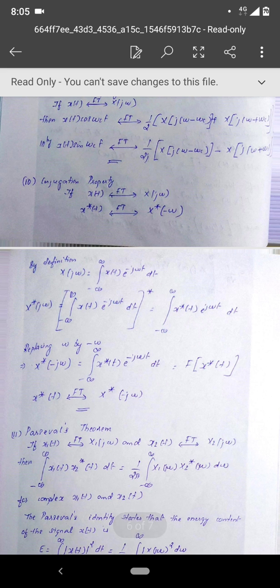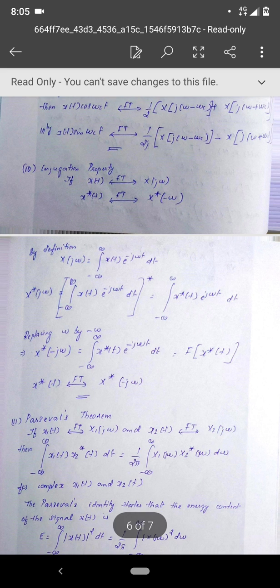Now, replacing ω by minus ω, you simply replace ω by minus ω. So the left side is X star of minus jω. Why minus jω? Because we are replacing ω by minus ω. Now on the right side, the integration from minus infinity to infinity of x star of t, we have replaced ω by minus ω, so it becomes e raised to minus jωt dt. So the signal is now x star of t, and it is nothing but the Fourier transform of x star of t. So the Fourier transform of x star of t is nothing but capital X star of minus jω. That's the result.